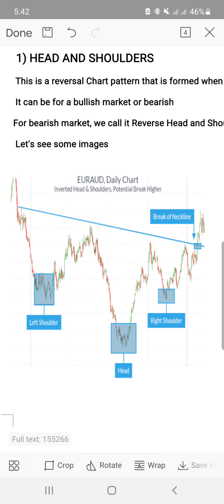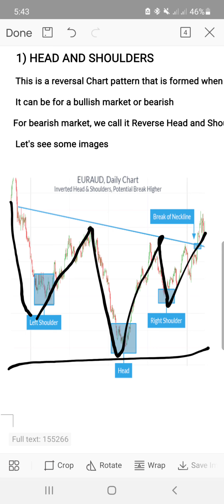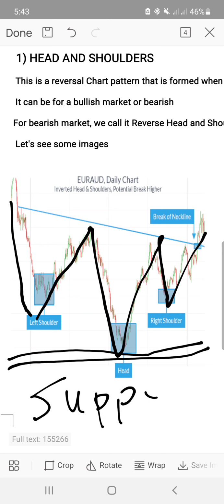Now this is EUR/AUD, that is the European euro versus the Australian dollar, right? Now if you can observe, you notice that price went down, and at this point it went back up, then it went back down, then it went back up, then it came back around the same region it reached before, and it goes back up. Now these points that price could not break, we can see that this is our support, right? This is also a support.